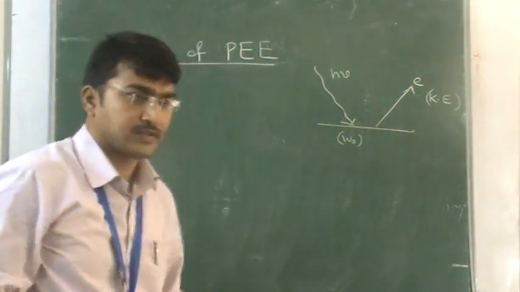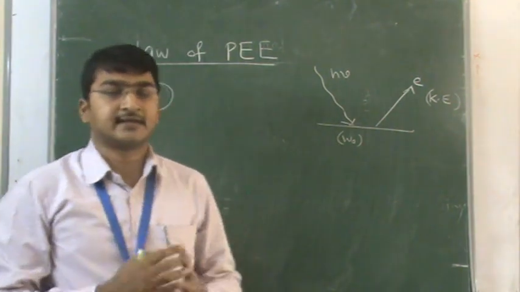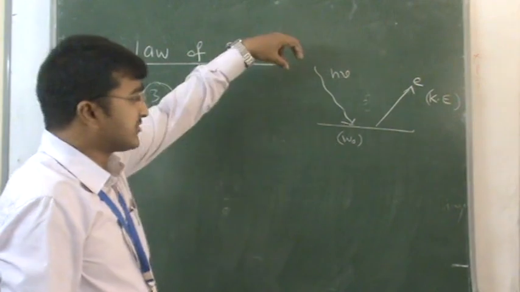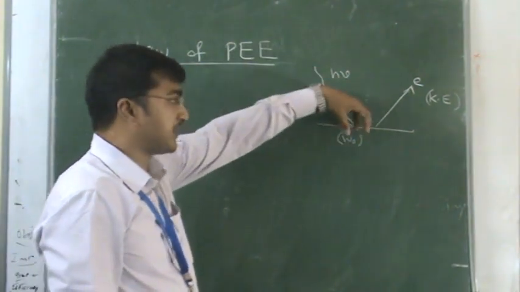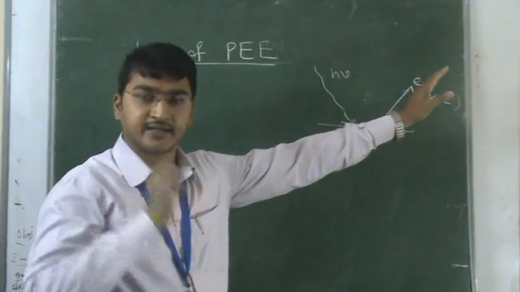Starting. So once again I will repeat this one. Third experimental observation. As we know, when light of energy h nu is incident on the photoplate or metal plate, electrons are ejected from the photoplate with maximum kinetic energy.